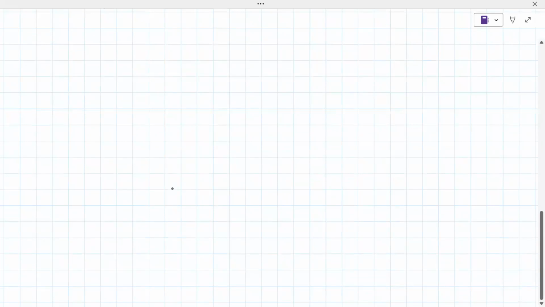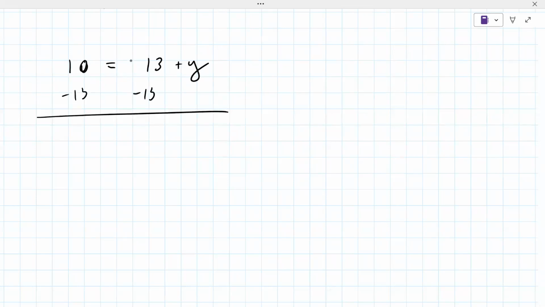All right, and last example here. What if it's, I'll use a different variable, 10 equals 13 plus y. So it doesn't have to be x. It could be any kind of variable. Is the 13 positive or negative? Positive. So how do you undo a positive number? You subtract 13 on each side. Okay.